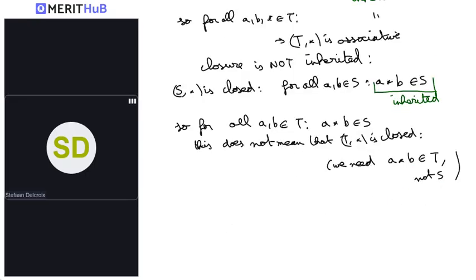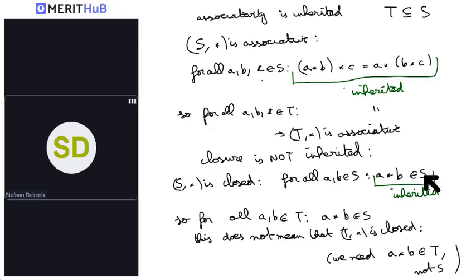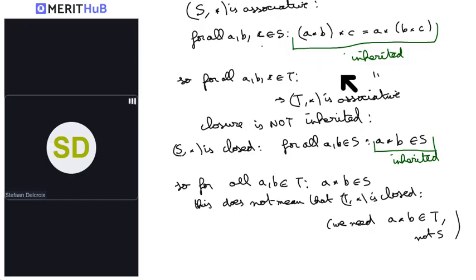So there's a little bit of confusion about inherited. Any property that comes after the for all is inherited, but it might not be what you want. Typically, if this property mentions the set, it's not going to do you any good. If it doesn't mention the set, like in associativity, there's no mentioning of S in here, then it will help you.